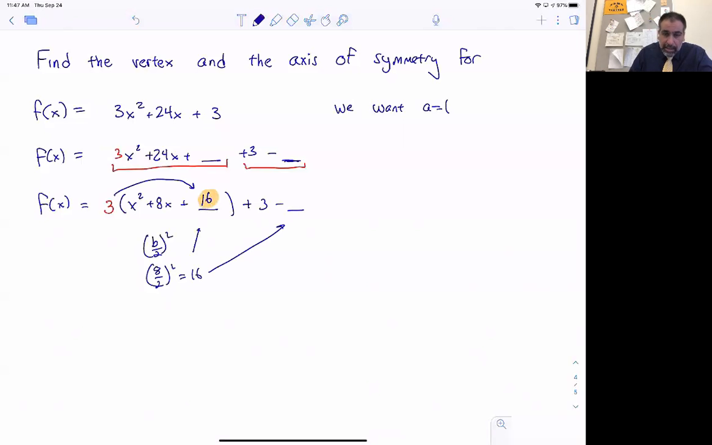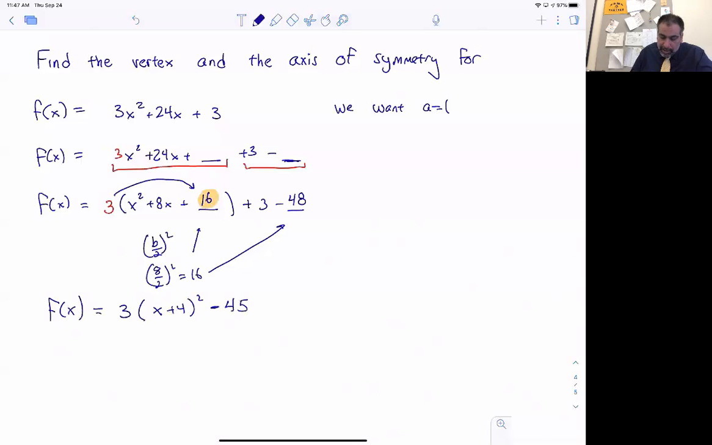So because that 16 in orange is being multiplied by 3, when we go to balance it, we really have to subtract 48. And that is really the trick to this one. If you're able to follow that step, the rest of it's going to be pretty smooth sailing. Because from here, we're going to get that f of x is equal to 3 on the outside, x plus 4 quantity squared on the inside, and now I've got plus 3 minus 48, which becomes minus 45.